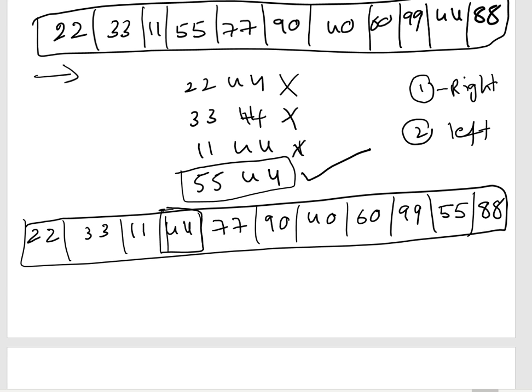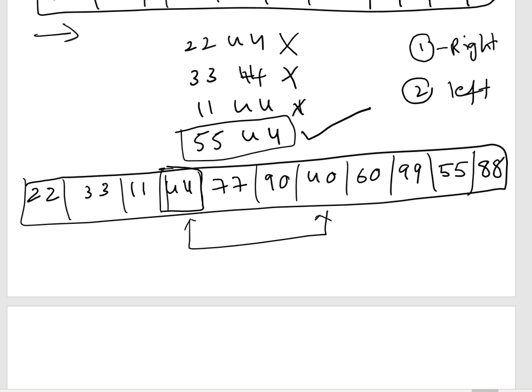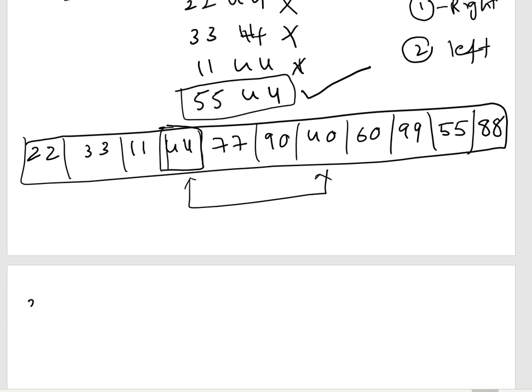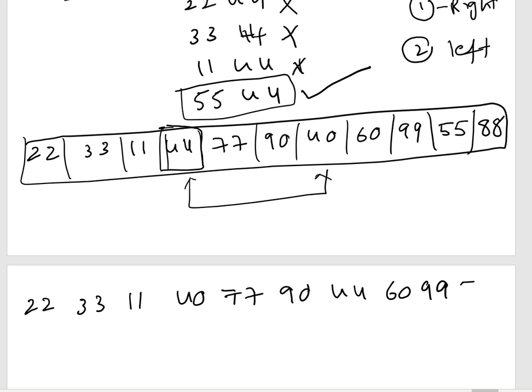So next, 44 and 88, no swap. 44 and 55, not required. 44 and 99, not required. 44 and 60, not required. 44 and 40. Here we require a swapping. Am I right? So now what will the array be? 22, 33, 11, 40, 77, 90, 44, 60, 99, 55, 88.